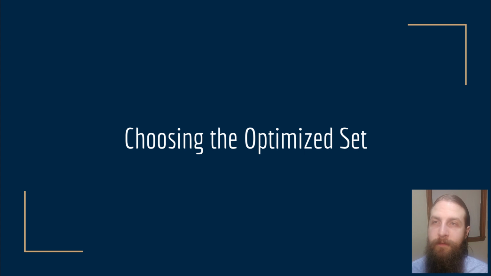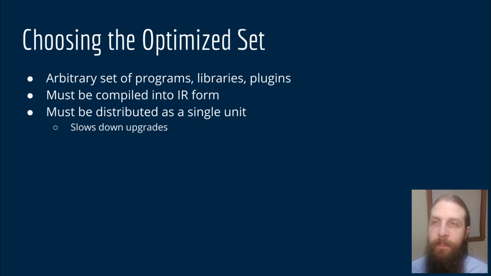The first thing the developer has to do is to choose an optimized set. The optimized set can be an arbitrary set of programs, shared libraries, and plugins. The developer just has to compile them in the form of compiler IR. It's okay if some libraries or programs are left out, as long as the constraints account for that.